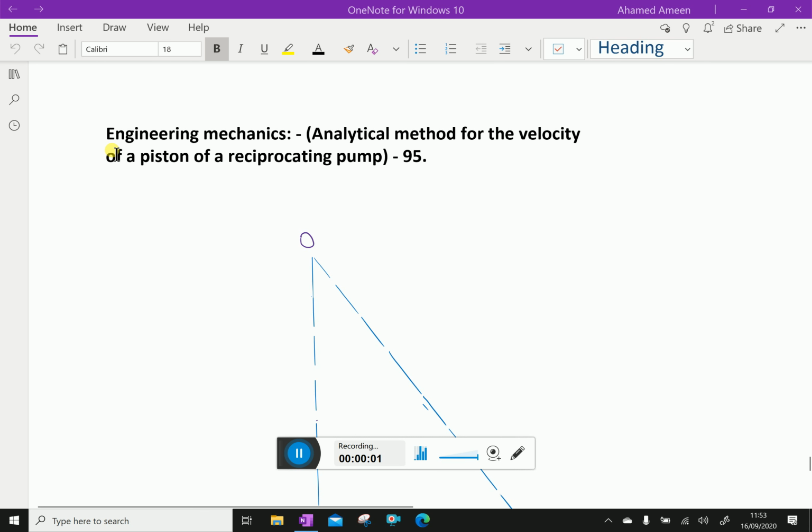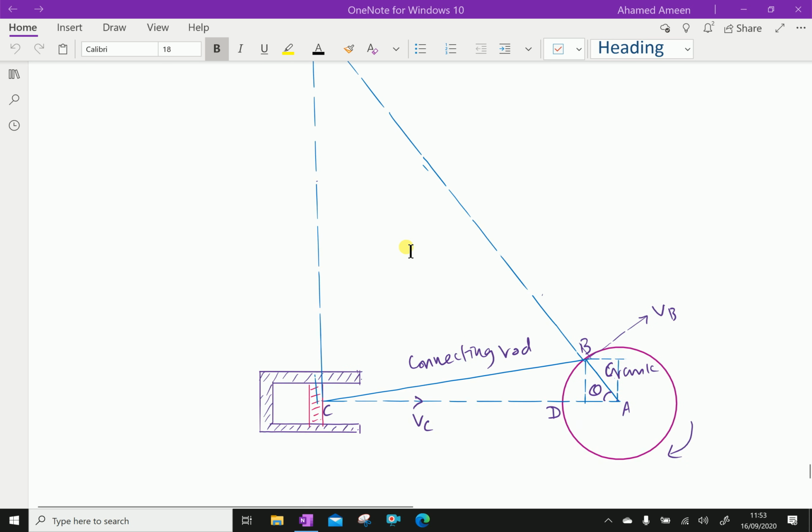Welcome to aminacademy.com. In engineering mechanics, let us discuss the analytical method for the velocity of the piston of a reciprocating pump. Here, look at this figure. Reciprocating pump crank, piston, connecting rod arrangement is given.